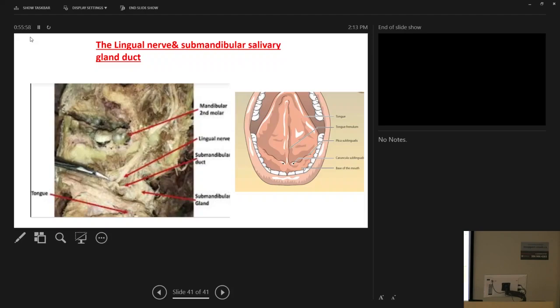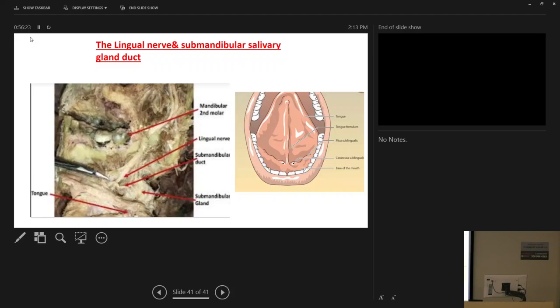There is a typo in your lab notes. They have written it as plica semilunaris. That's a structure in the eye, right? It's just a typo, right? But this is called plica sublingualis. Plica sublingualis is just a mucosal fold here, this one. And this is going to be your frenulum.